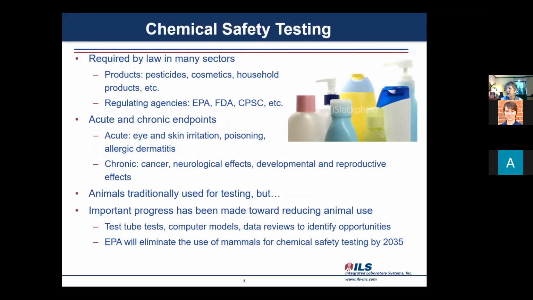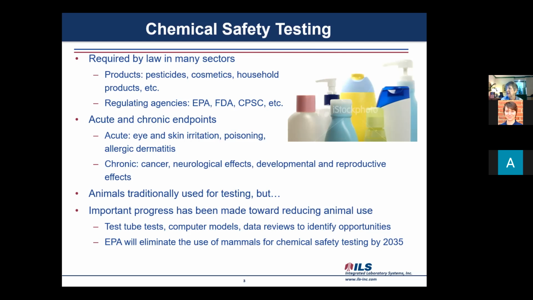So chemical safety testing is required by law in many sectors. Products such as pesticides, cosmetics, and household products need to be tested for toxicity or safety before they hit the market. And that testing is mandated by regulatory agencies such as the Environmental Protection Agency, the Food and Drug Administration, Consumer Product Safety Commission, and so on in the United States, and in analogous agencies in other countries throughout the world.